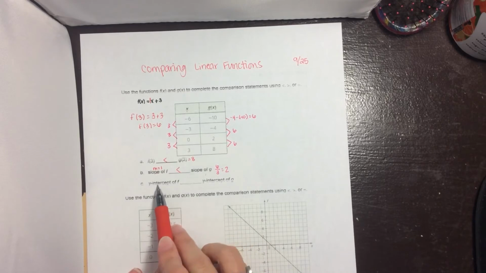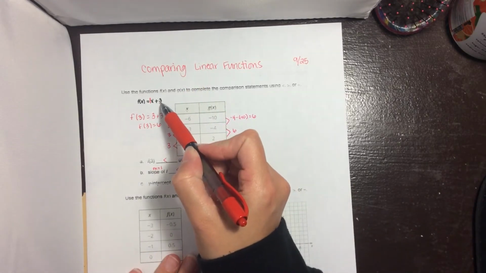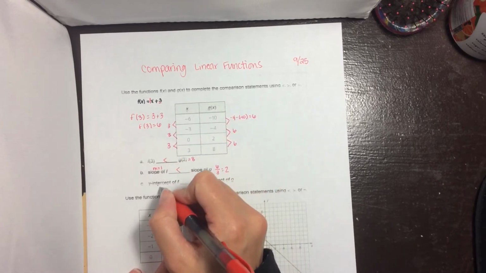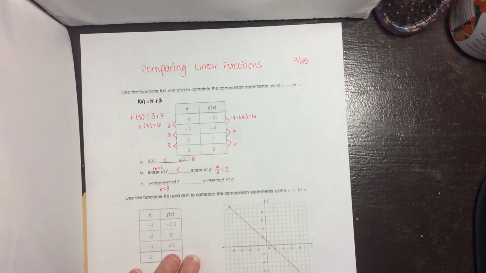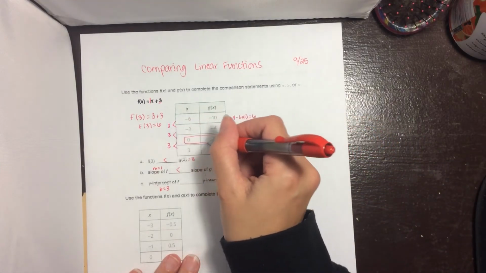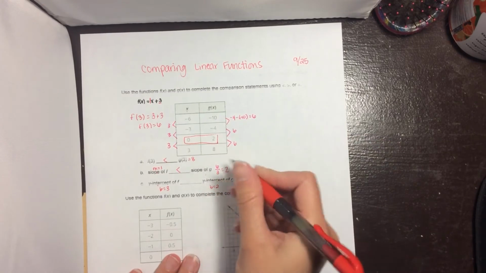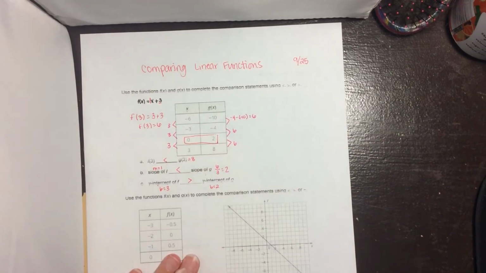Last one is going to be the y-intercept of f and the y-intercept of g. Y-intercept is our b, which is our last number. So here our y-intercept is 3. And if you remember from yesterday, finding y-intercept on a table is where x is 0. So the y-intercept of g is 2. So I know that 3 is greater than 2.